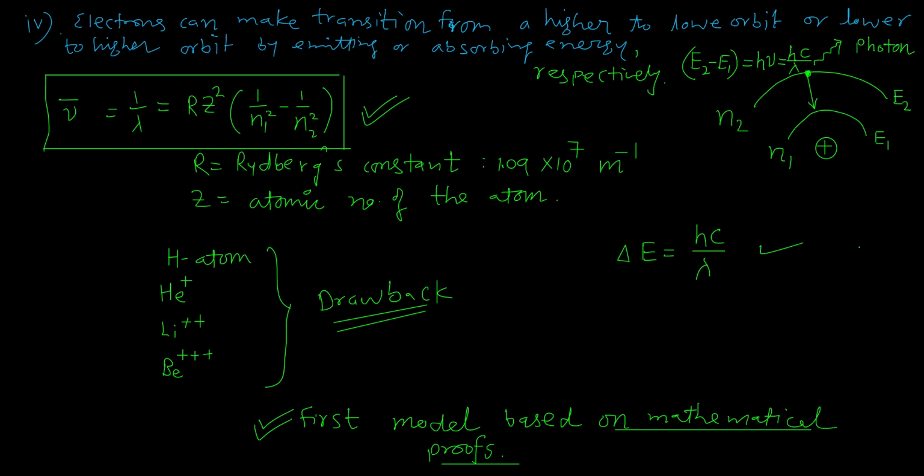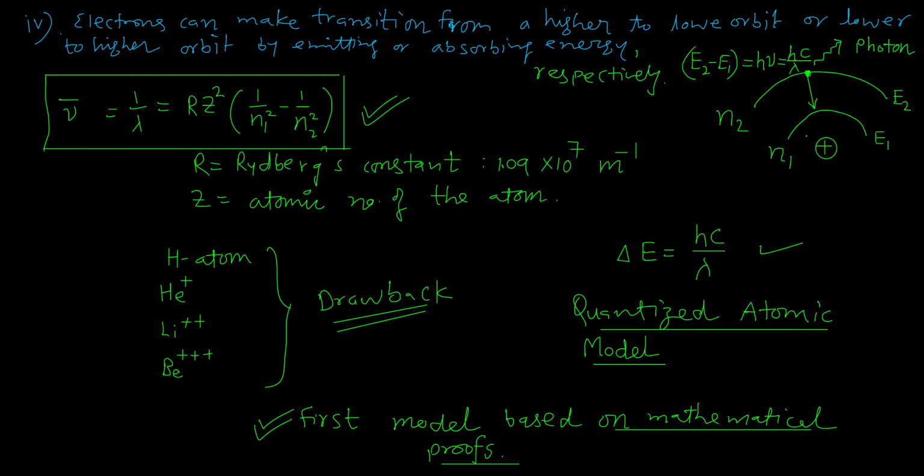This you can calculate. One more thing, last thing I would like to tell you, this model is also known as the quantized atomic model. Why is it called the quantized atomic model? Because this model says that the energy of the electrons when they are revolving in an orbit is quantized. It is not continuous.